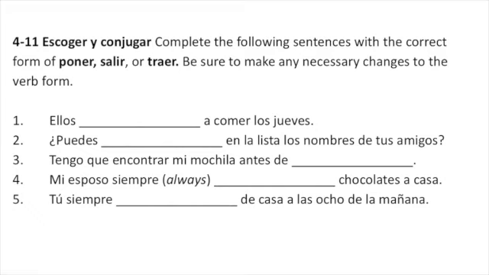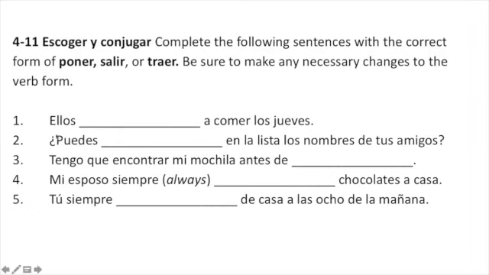So as you're looking at these, something you might be asked to do on My Spanish Lab or on a test is to look between these three verbs, pick the correct one, and conjugate it. For example, you're given poner, to put or to place, salir, to leave or to go out, and traer, to bring. We have to take these and fill in the blanks.